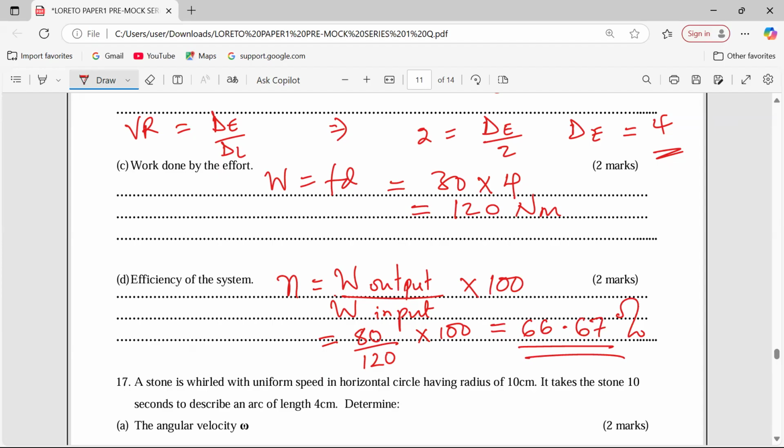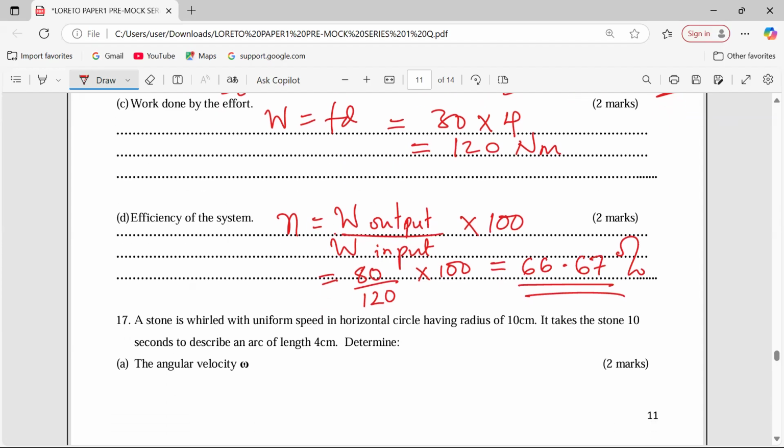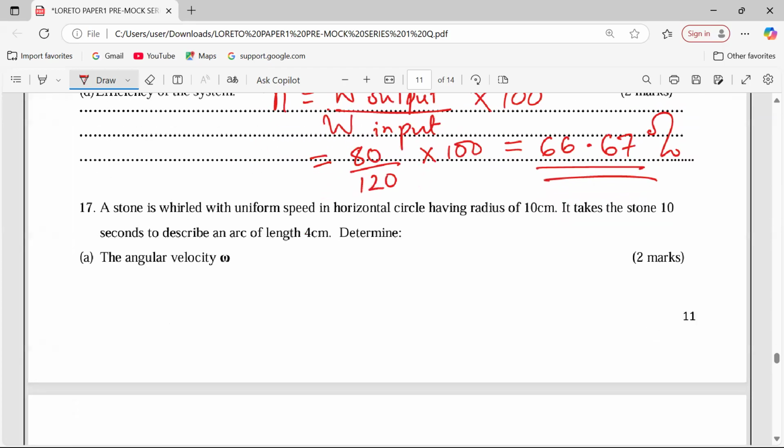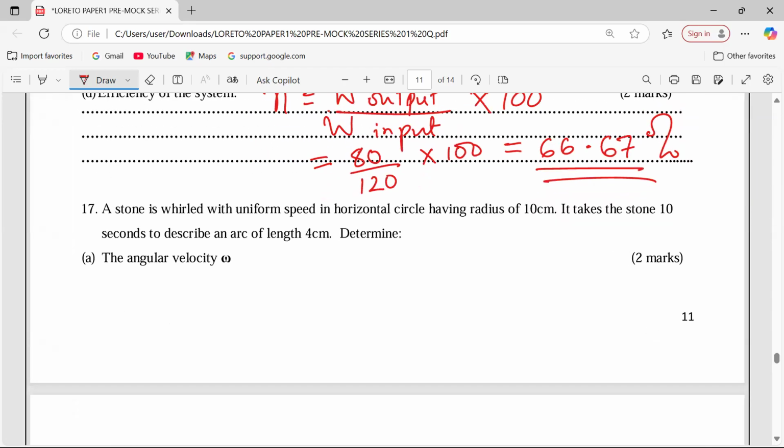With work, energy, power, and machines, you're supposed to be that careful. You must know every formula. You must know what you call velocity ratios of different machines. Yeah, different machines. Number 17 now. A stone is whirled with uniform speed in a horizontal circle having a radius of 10 centimeters. It takes this stone 10 seconds to describe an arc length of 4 centimeters.